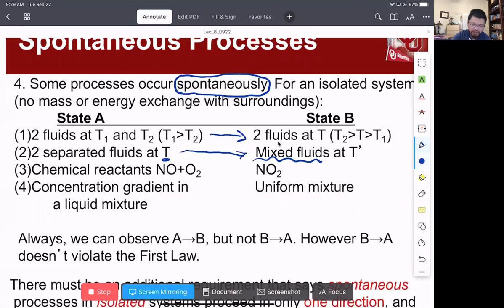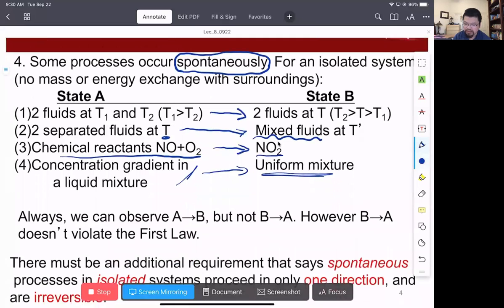And the third example would be for the chemical reactants. Normally, we are going to have one dominating reaction direction, right? If I have NO and oxygen, they are going to react at a certain condition to produce the products. And of course, the fourth will be also quite similar to example 2, when we have the concentration gradient, in the end, we shall receive the uniform mixture. So that is sort of the natural spontaneous direction. We cannot easily have both A to B or B to A happening spontaneously.